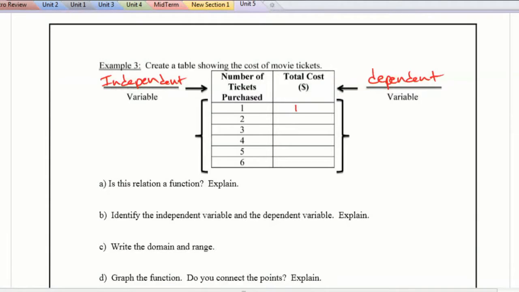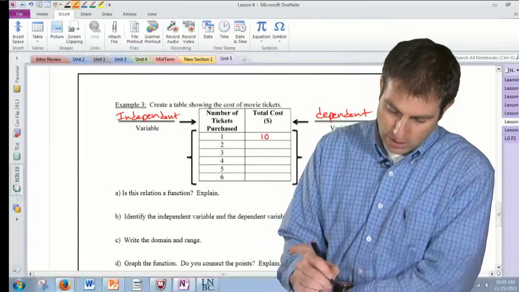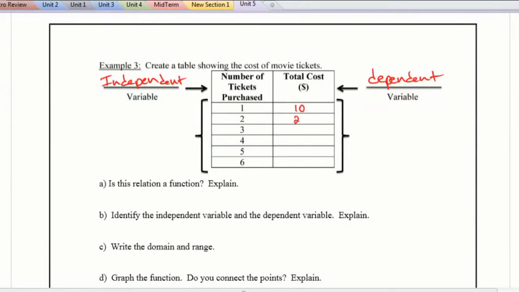So if I bought one ticket for myself, I'm going to pay $10. There's a theater that has $2 movie tickets? That sounds like an amazing deal. $2, wow. All right, so if I bought 2 tickets, that's $20. 3 tickets is $30, 4 tickets is $40, 5 is $50, and 6 is $60. No calculator required.